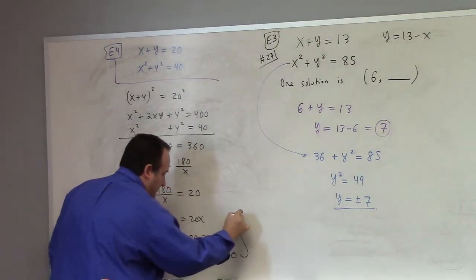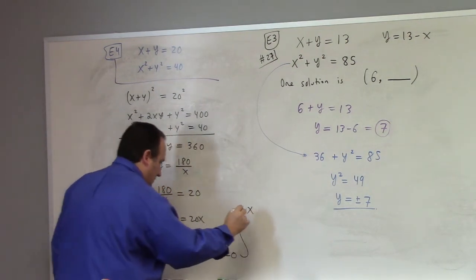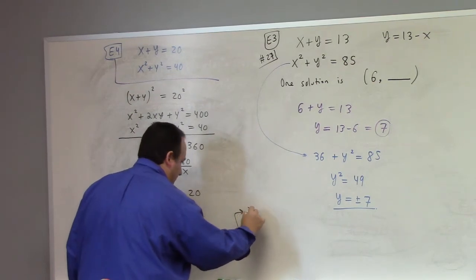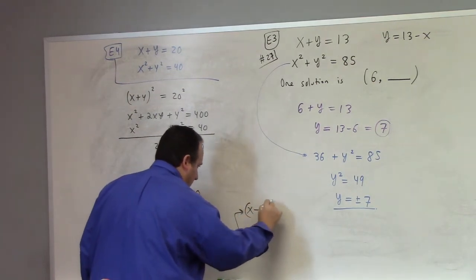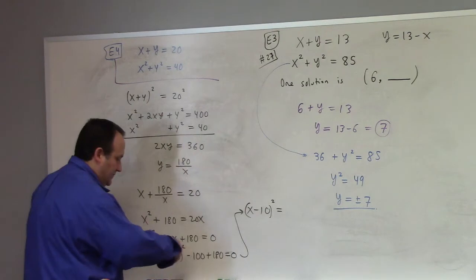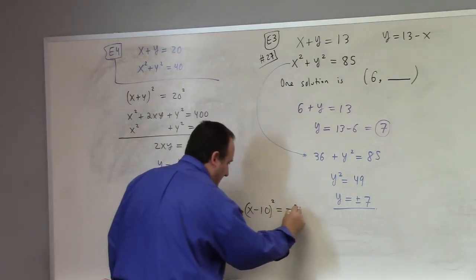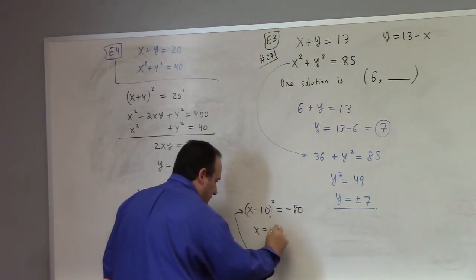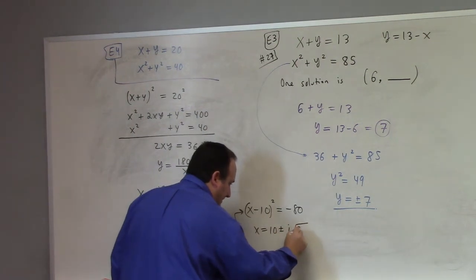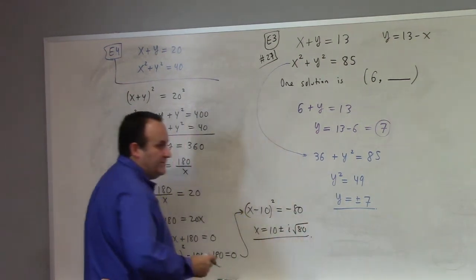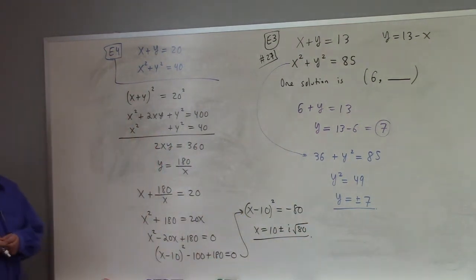And that will give me that x minus 10 squared equals, looks like, minus 80. So x is equal to 10 plus or minus i root 80. But nope, so there's no solution. So that's a way to work. There's no real solution.